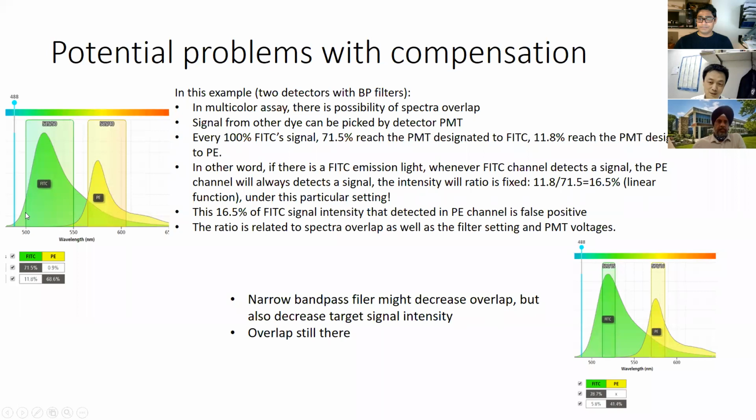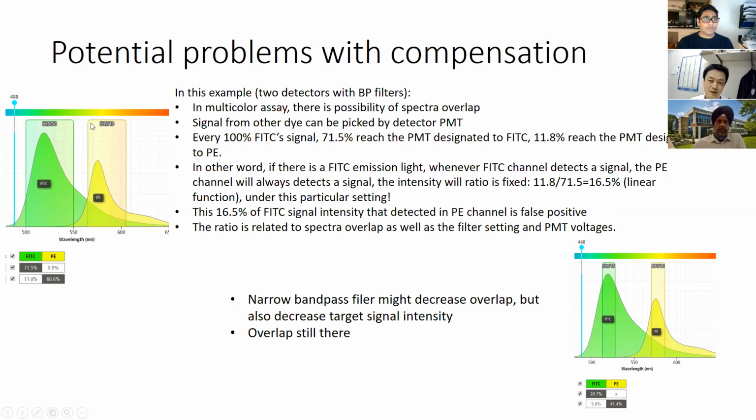So this square represents our bandpass filter. There's a number, 525/50, which means the middle position of this filter is 525. The width of this window is 50. So this filter will allow any wavelength in the middle to pass and block wavelengths lower and higher.